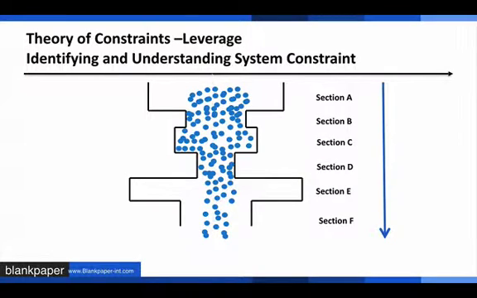Okay, here we've got a pipe and it's vertically orientated. So we've got a pipe with 6 different sections in it, and the blue dots are meant to represent water. We input water at the top of our pipe, and we're going to see what happens in terms of flow rate at the bottom of our pipe.